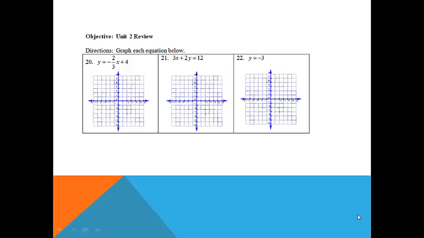Unit 2 review, directions: graph each equation below. Okay, now these ones are equations, so just keep in mind that we don't need to shade on these ones because there's not more than one right answer. There's just one right answer for these.